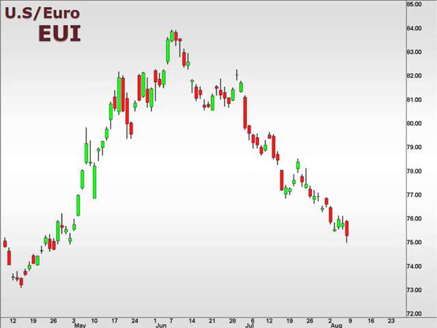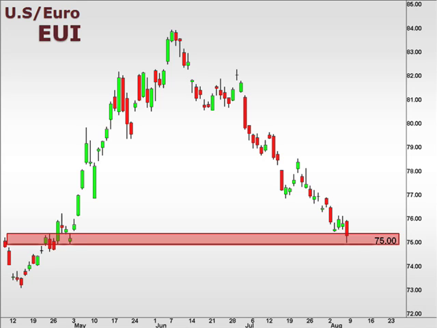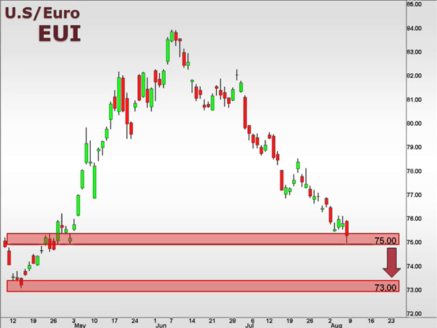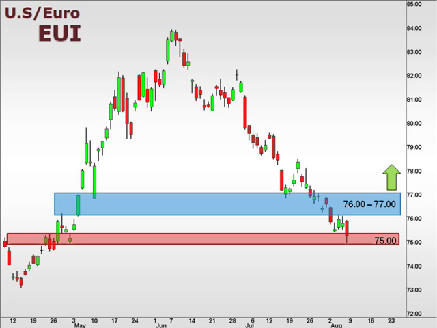Next up, the EUI, the US versus the Euro. Well, the EUI is hanging on at 75. However, a failure to hold here is likely to result in a test all the way down to this 73 level. A break beyond 76 opens the window for a retracement higher.